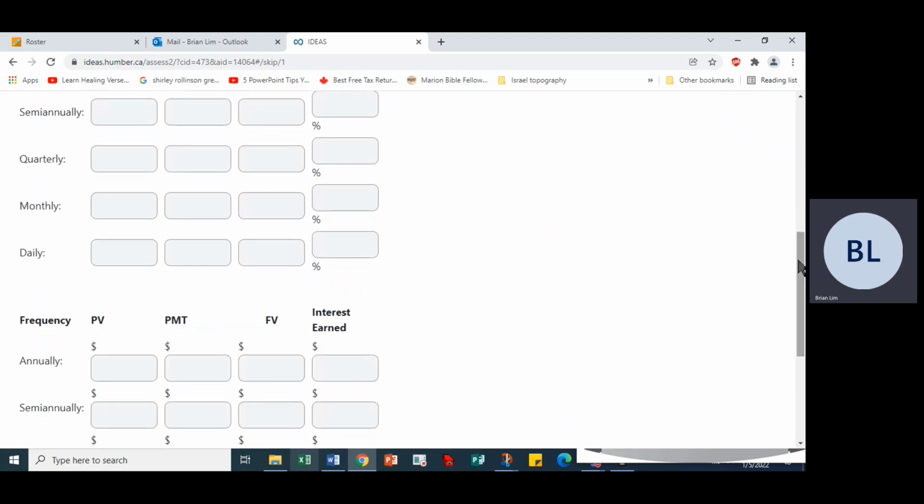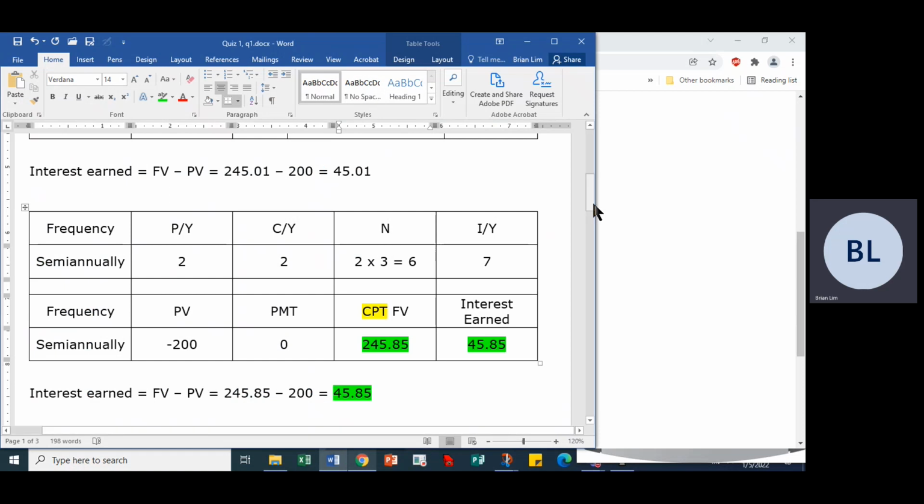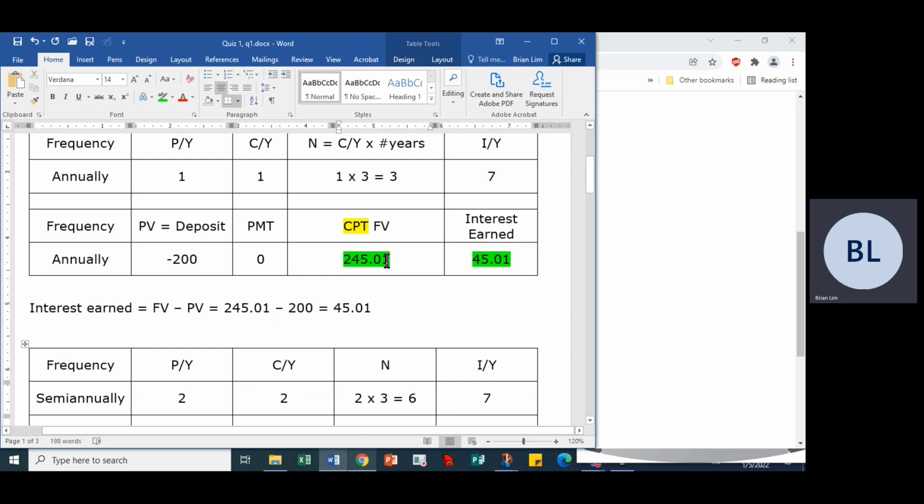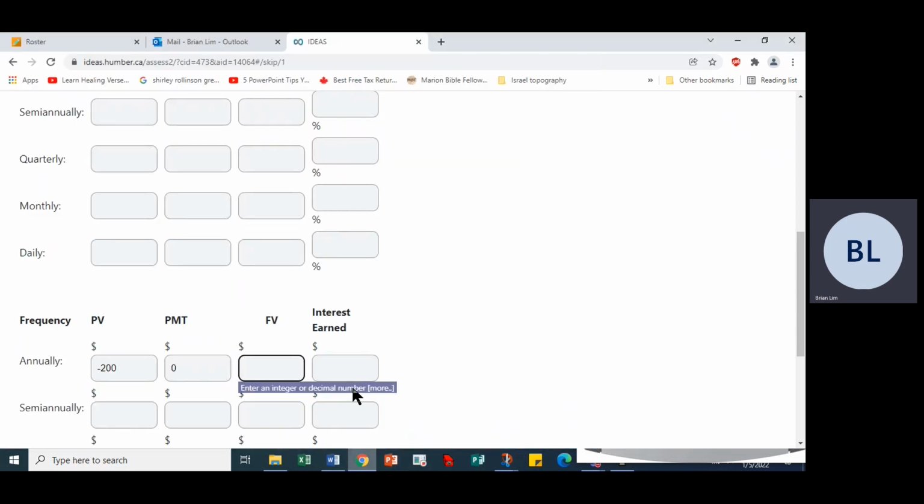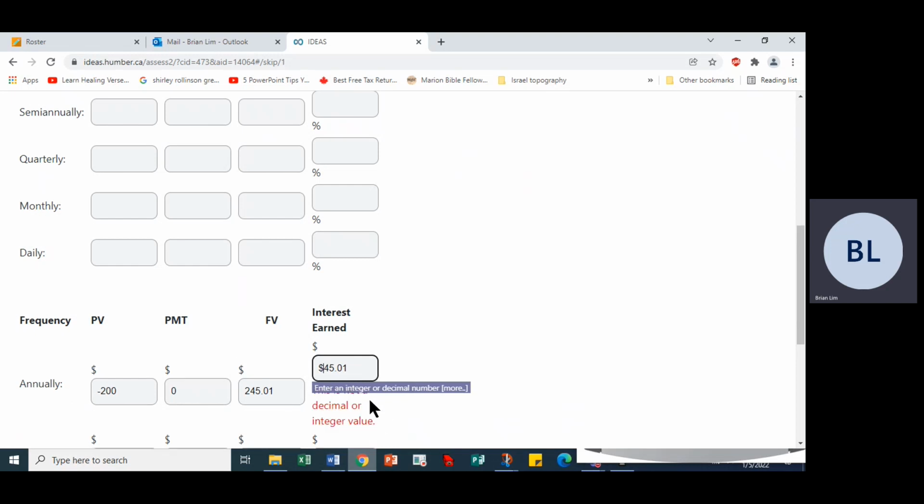PV, present value, is the negative 200. Payment is zero. Future value, we did the computation and the answer turned out to be not 245, but sorry, 245.01. Remember, right up here, 245.01. And to be correct, we can actually just copy it and then we can paste it. Okay, and then this one would be 45.01. All right, now if you wish, you could always put in dollar signs. It might give you some indication that it's not a decimal and so on, but it will still mark it as being correct. I will do that when I'm finished here so that you don't get distracted with that.